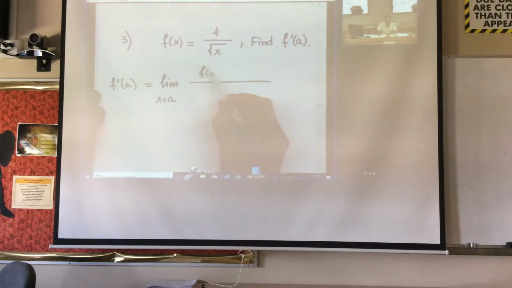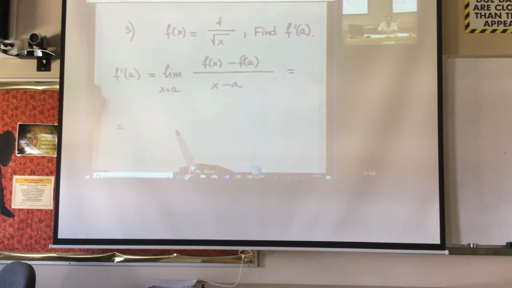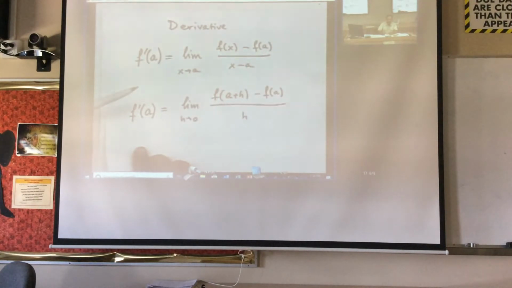f of x. I will be writing this a couple times until you fix this in your memory, that you know them. Because on the exam, on the test, I will not give you formula 1 and formula 2. I'm just going to say find the derivative of the function using the definition of the derivative. The definition of the derivative, this one or this one. So you need to know what to write.